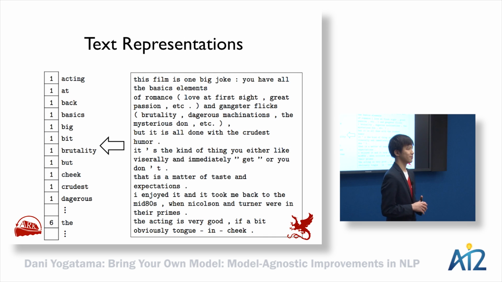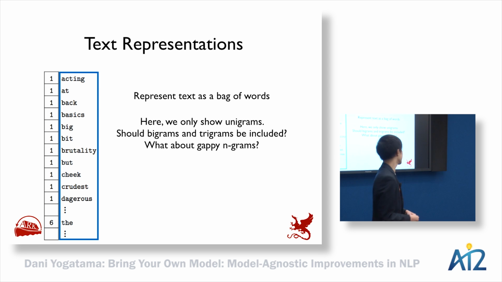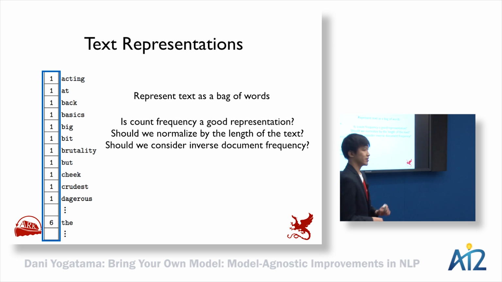Let's step back a little and think about what we do when we're doing machine learning on text. We usually have a given text, and we need to represent it as a feature vector for our input. Mostly we represent it as a bag of words, or in other cases a bag of features. Now, we can ask questions. I'm only showing unigrams here, but what about bigrams and trigrams? What about Gaussian grams? Or maybe we can plug LDA topics there. Should they also be included? There's also another set of questions we can ask. Here I'm showing you count frequency, but is that the best representation?